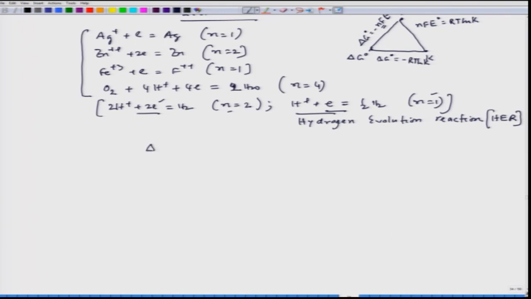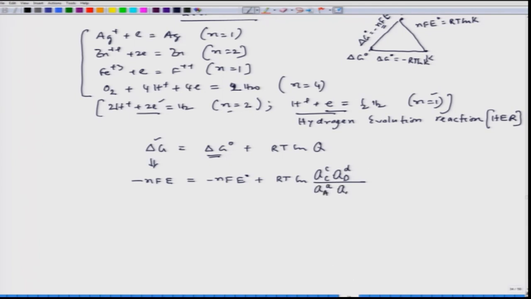Now, let us start with this. Since we cannot write K because we are taking non-standard values, that is why we write Q, the reaction quotient. And this will be standard when this goes to equilibrium, and at that time this Q becomes K, and this becomes my standard change in free energy. Now, we can write it as minus nFE equal to minus nFE0 plus RT ln of activity of C to the power c, activity of D to the power d, over activity of A to the power a, activity of B to the power b.